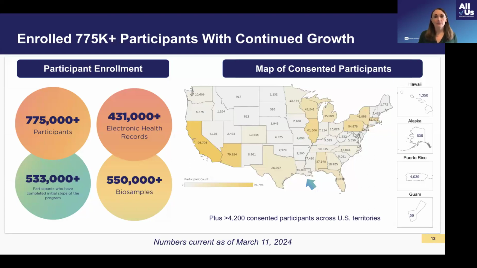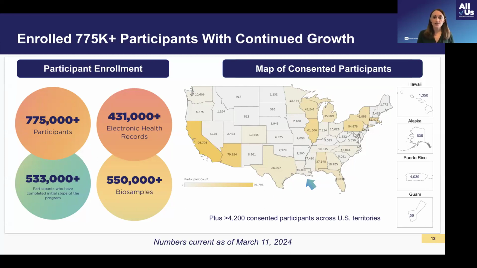To date in the program, we have over 775,000 individuals who have consented to be part of the program. From that, about 533,000 have done all the initial steps of the program, including doing an in-person or virtual physical measurements, as well as a biospecimen donation, and completing our first 3 surveys, and consenting for use of electronic health records in research purposes. We currently have linkages to over 431,000 electronic health records and biospecimens on over 550,000 individuals.